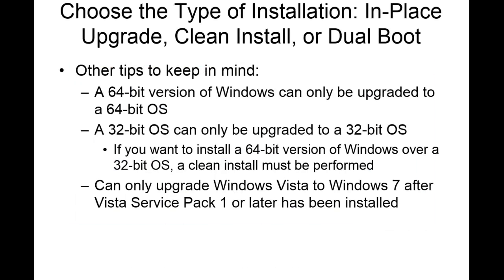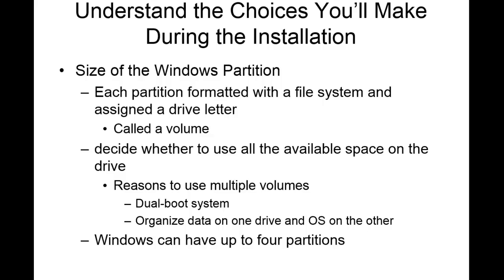Here are some other tips to keep in mind when you're doing your installation. 64-bit to 64-bit, 32-bit to 32-bit, or you can install a 64-bit version over a 32-bit version, but you must do this as a clean install. If you do have a computer with Windows Vista, make sure that to do that upgrade you have at least Service Pack 1, because it won't just go from a clean install of Windows Vista prior to Service Pack 1. I'll go back and talk a little bit now about partitioning.